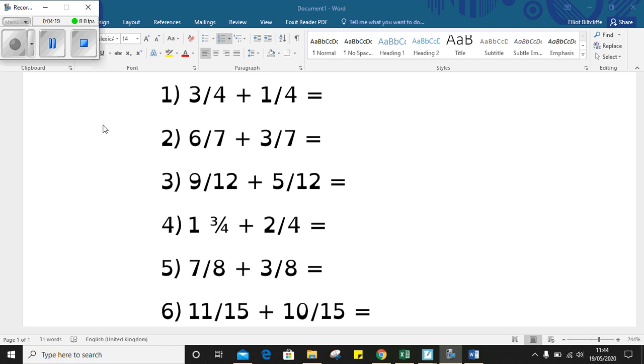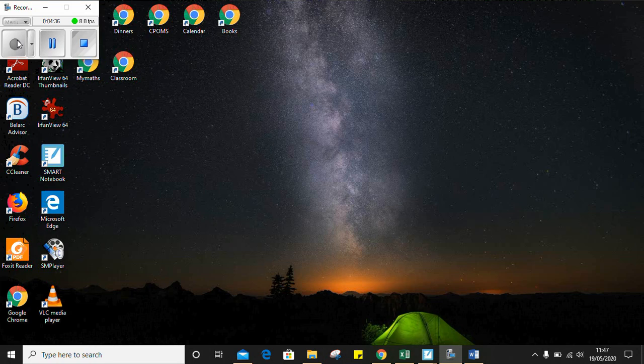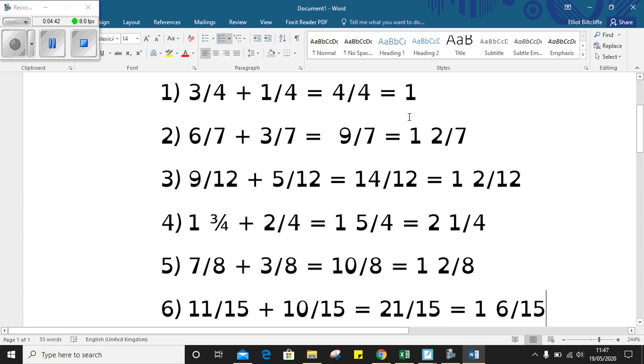Right, so here are 6 addition fraction calculations that I'd like you to have a go at. I want you to pause the video and have a go at these because I am about to go through the answers. Make sure you've paused it because the next picture you're going to see are all the answers. Last warning, make sure you've paused the video. Right, so here are our answers.